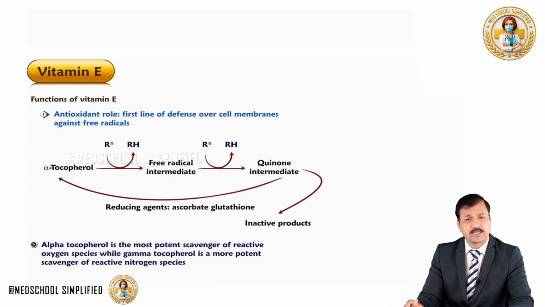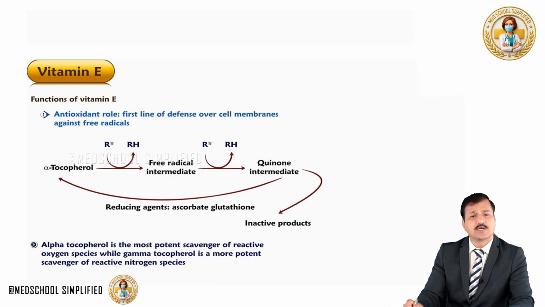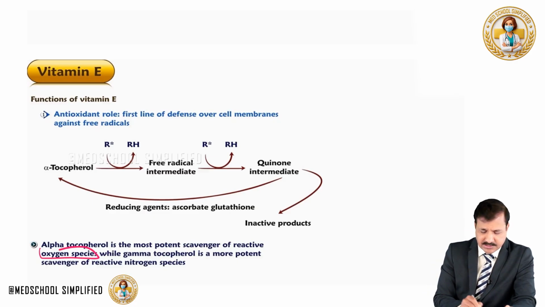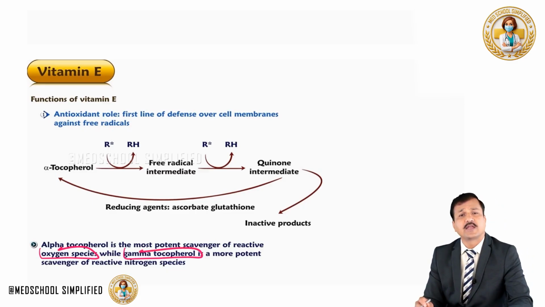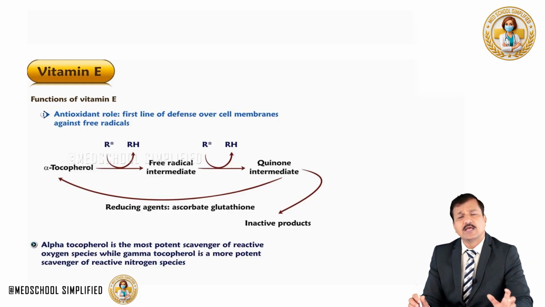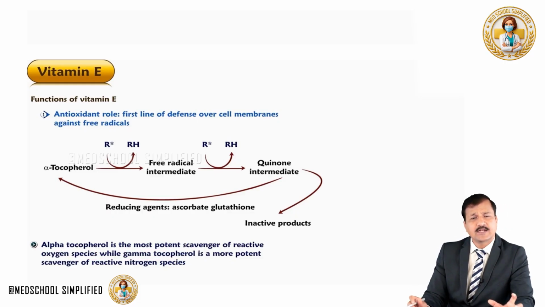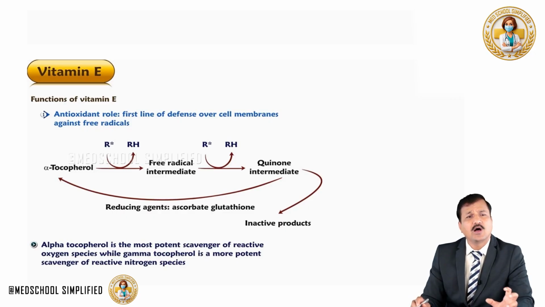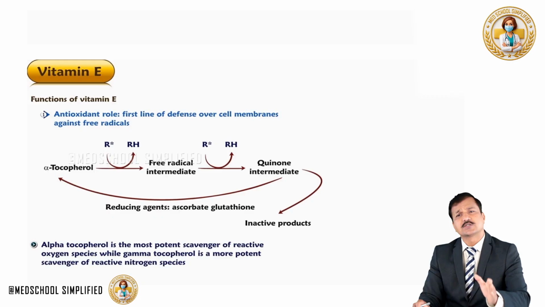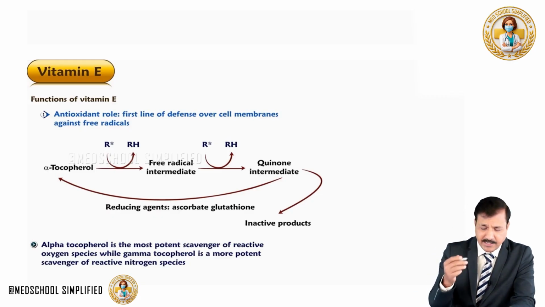from free radicals. Alpha tocopherol is the most potent scavenger of reactive oxygen species, while gamma tocopherol is the most potent scavenger of reactive nitrogen species. So before I move on to the next slide, let me explain what exactly lipid peroxidation is and how alpha tocopherol present over the lipid membrane is going to help in prevention of membrane damage.